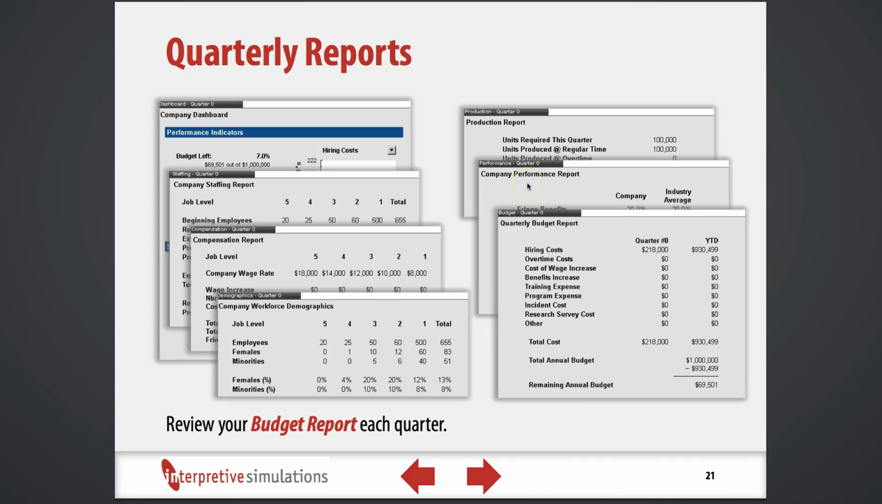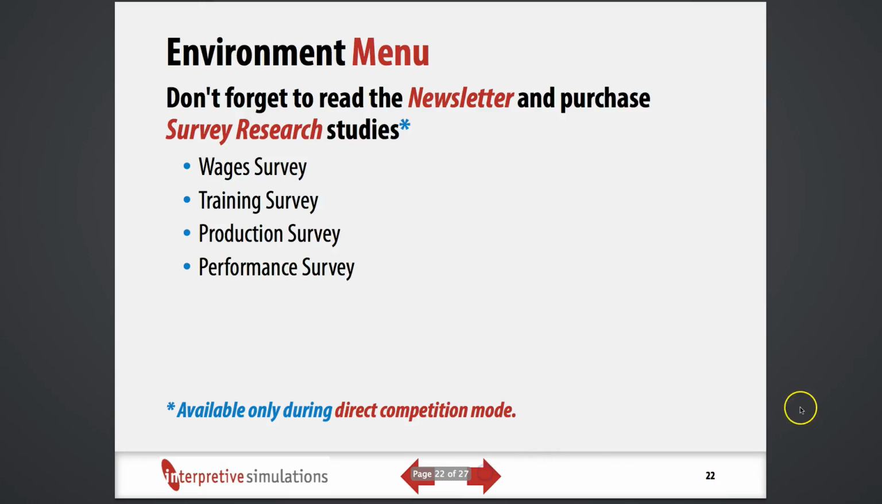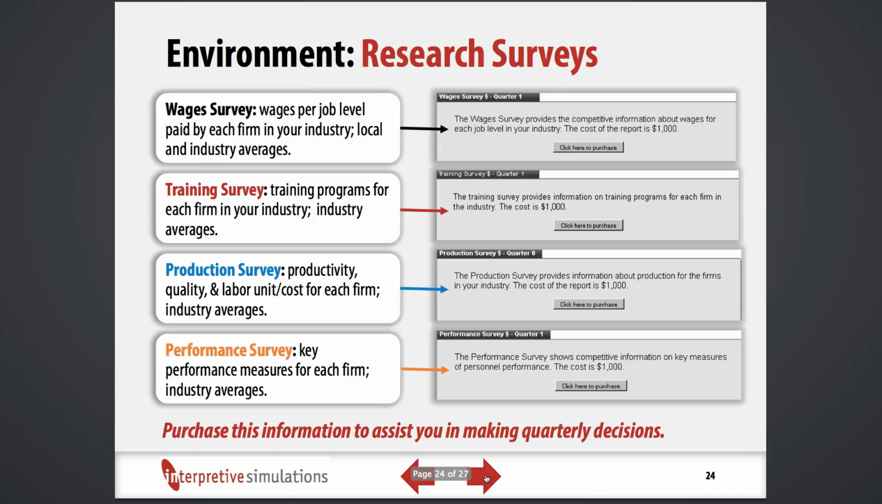The company performance report will also have things for you like your morale index and your quality index and your absenteeism and accident rates and all those kinds of data here. And we'll talk about those data in a little bit more detail. We will be doing benchmark mode, so you will not have the option to buy the wage, training, production, and performance survey results, but we will do the newsletter. So let me show you what the newsletter looks like.